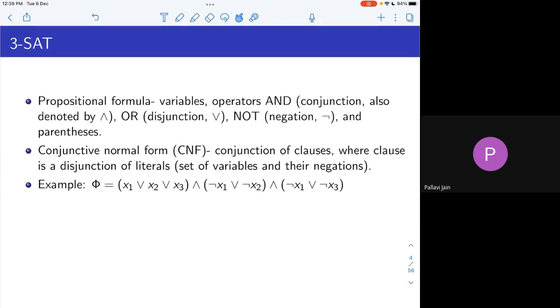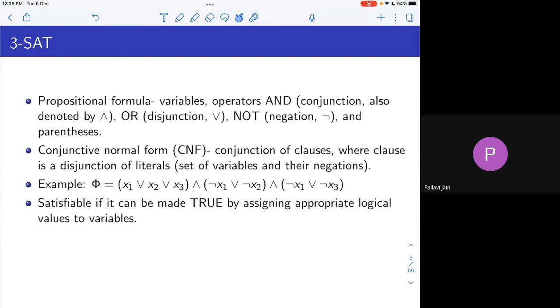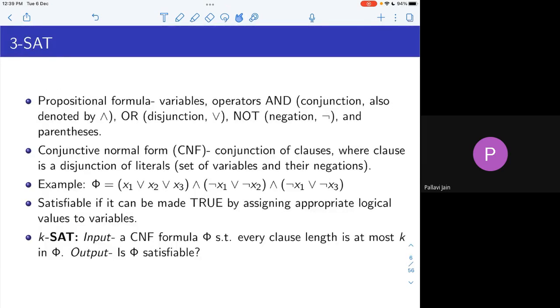Okay. So what is the satisfiability problem? We are given a formula in CNF form, and we want to assign some logical values, true or false, to our variables, so that we can check: is there some assignment where our formula is true? So if you generalize this 3 to k, then in the k-SAT problem, we are given a CNF formula such that each clause in the formula has at most k literals. In 3-SAT, we have at most 3 literals. And find out, is the formula satisfiable or not? Can we assign the variables some values so that we satisfy each clause in the formula?